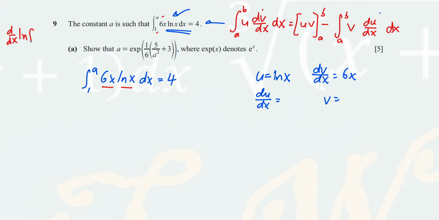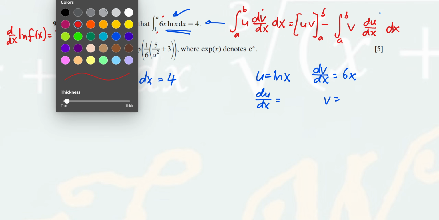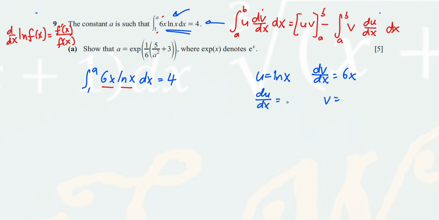Differentiate ln f(x), this is going to be f'(x) over f(x), and differentiate f(x) to get f'(x). Which means here, when you differentiate ln x, it is 1 over x, because your f(x) is x, and differentiating x gives 1. So for the v, you have to integrate 6x. So it becomes 6x squared over 2, which is 3x squared.